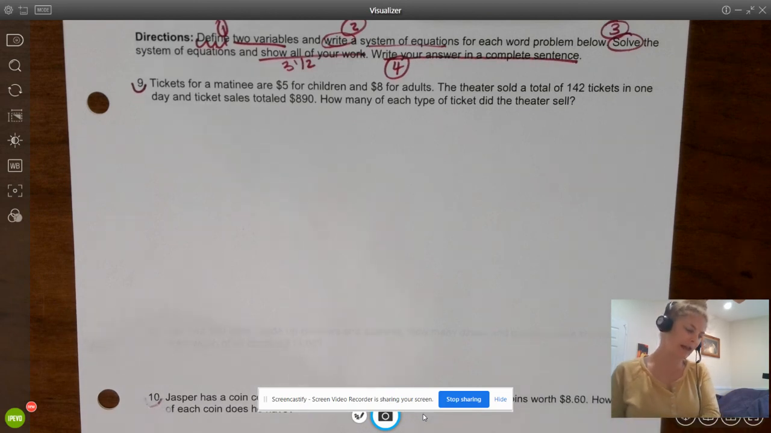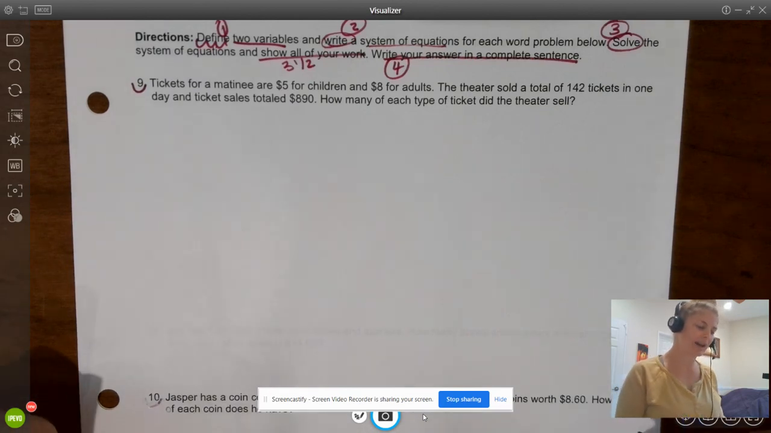Tickets for a matinee are $5 for children and $8 for adults. The theater sold a total of 142 tickets in one day, and ticket sales totaled $890. How many of each type of ticket did the theater sell?